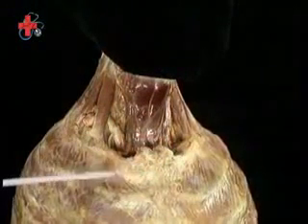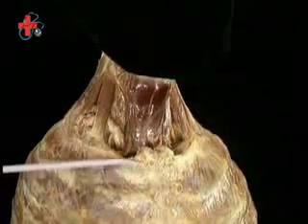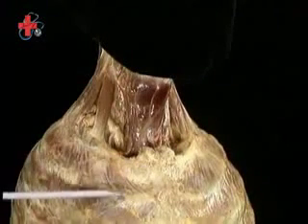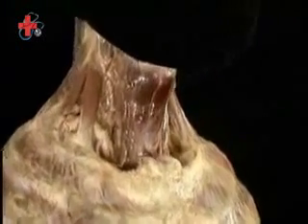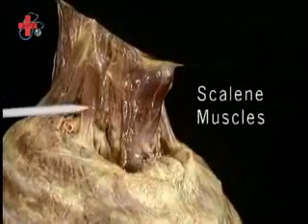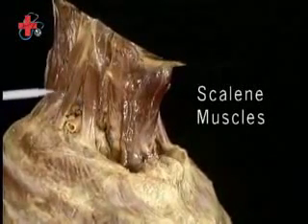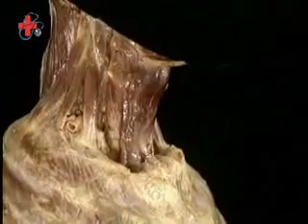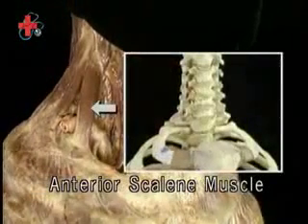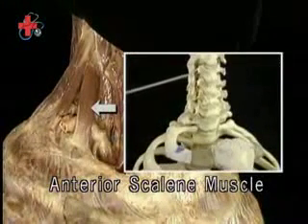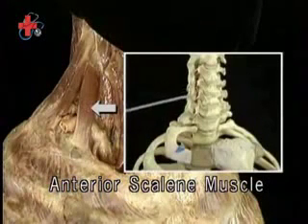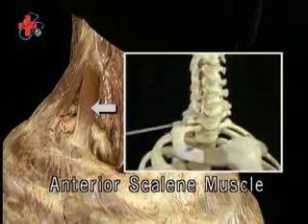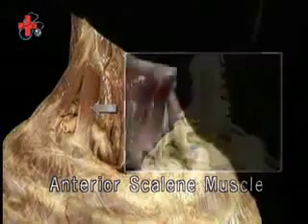Next we'll look at the scalene muscles, which assist in inspiration by raising the first and second ribs. Here's the manubrium, here's the first rib, here's the second rib. Here are the scalene muscles, anterior, middle, and posterior. The anterior scalene muscle arises from the anterior tubercles of the transverse processes from C3 to C6. It inserts here on the first rib.